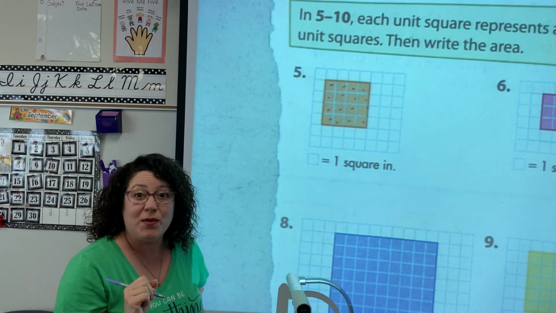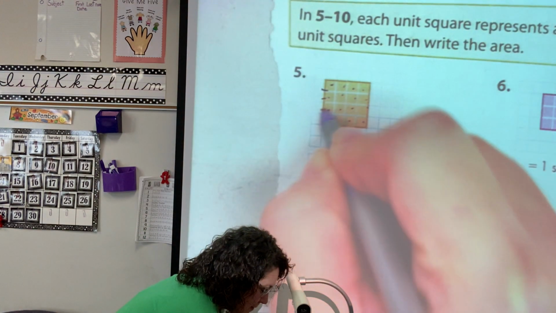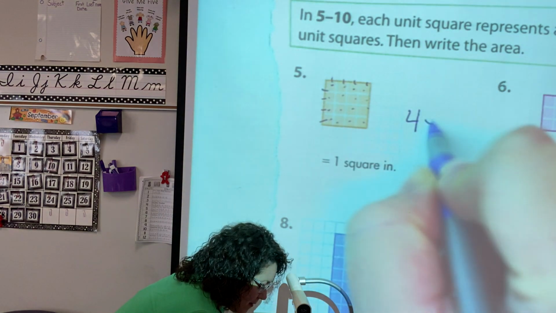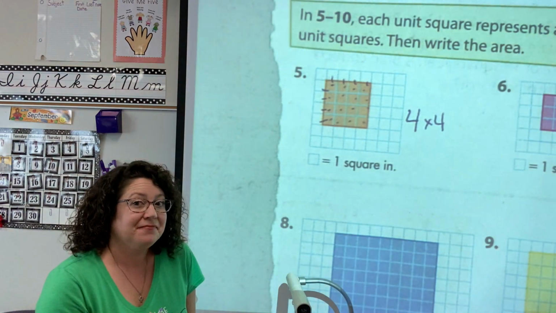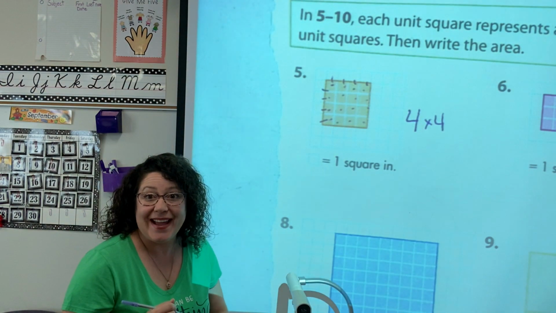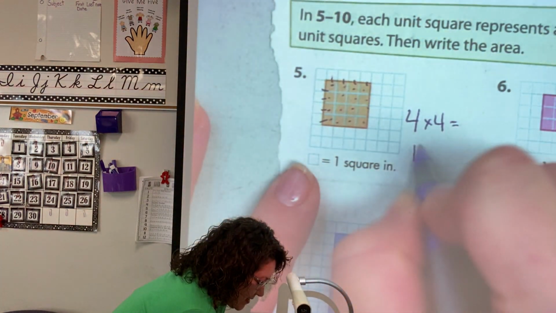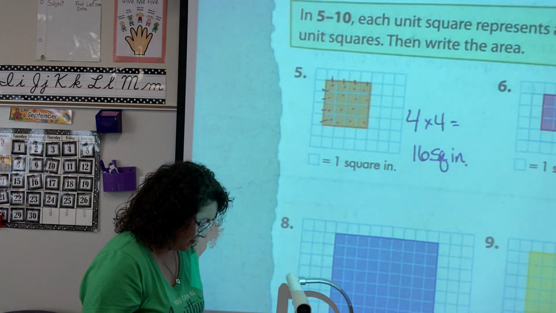I'm gonna check with my multiplication because I really wanna start trying that. 1, 2, 3, 4. 4 rows. 1, 2, 3, 4 columns. And 4 times 4 is? Anything times 4 is a double double. 4 doubled is 8. 8 doubled is? We got it. 16 square inches. Okay?